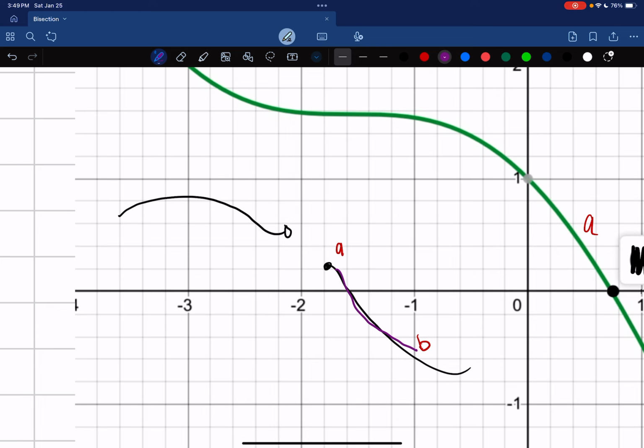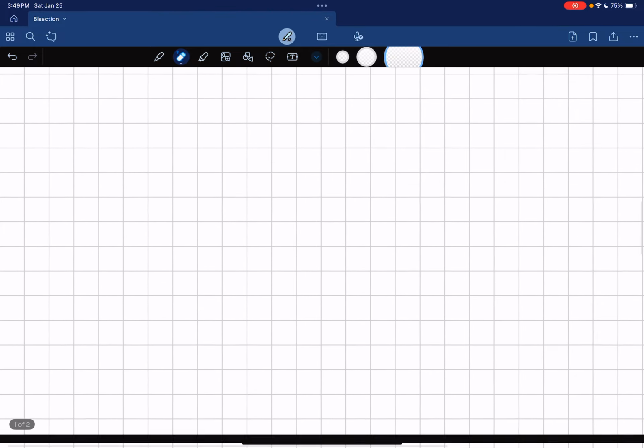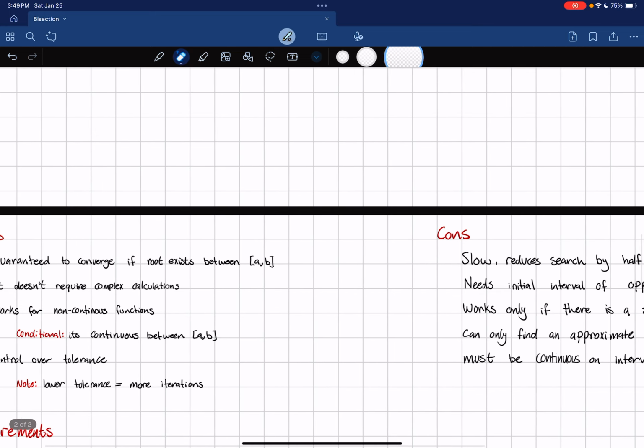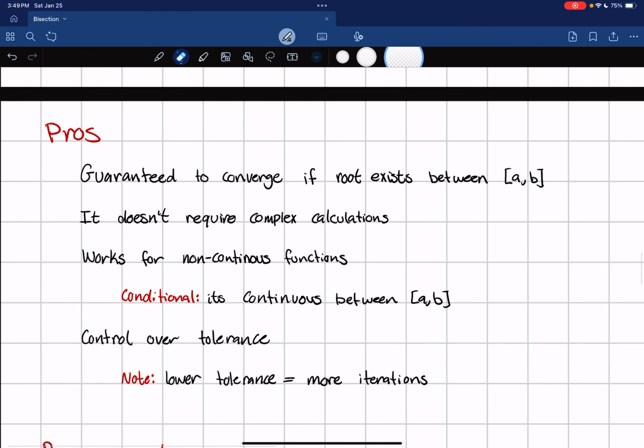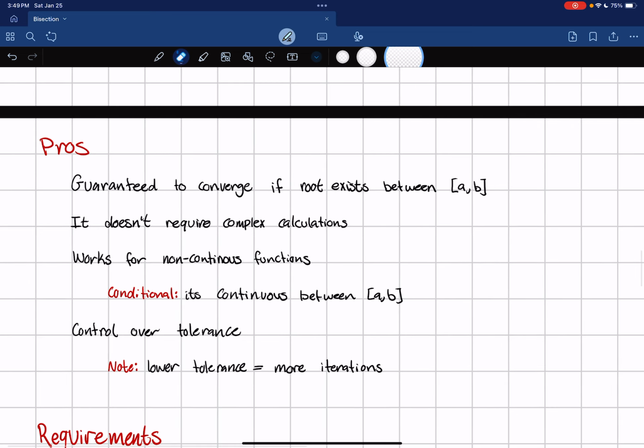And lastly, you have control over accuracy, which I'll explain in a bit. The point is you can decrease the tolerance or increase it. Just keep in mind that the lower the tolerance is, the more iterations it will need. So these are the couple of pros. I explained them more in depth, but this is just the short format of it. If you want to just read through it, pause the video.